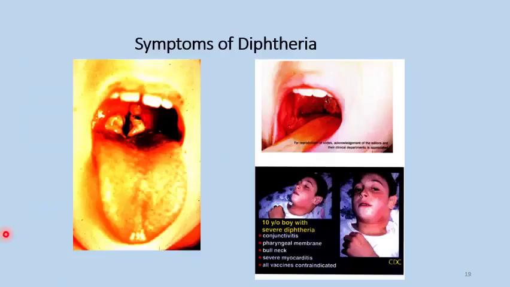Here we see the symptoms of diphtheria. You can see the pseudomembrane appears in the throat. And here is this 10-year-old boy with severe diphtheria. He also suffers from conjunctivitis. The pharyngeal membrane is the pseudomembrane we are talking about. Bull neck, you can also recognize here the neck has enlargement. Bull neck, severe myocarditis. As you can see, he is exhausted and cannot get out of bed. And in this case all vaccines are contraindicated. It's not safe to take any kind of vaccine.